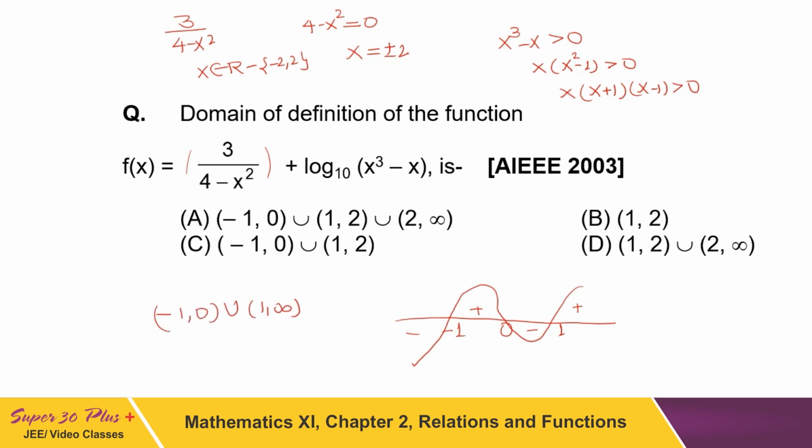Our answer will be the intersection of both the answers. Means this part and this part. What is the intersection? This is common, and it is from minus 1 to 0 union 1 to infinity. As we know, from 1 to infinity, 2 comes here. That's why we can write it like this: minus 1 to 0 union 1 to 2 union 2 to infinity. This is our answer, and you can see option A is the correct answer.